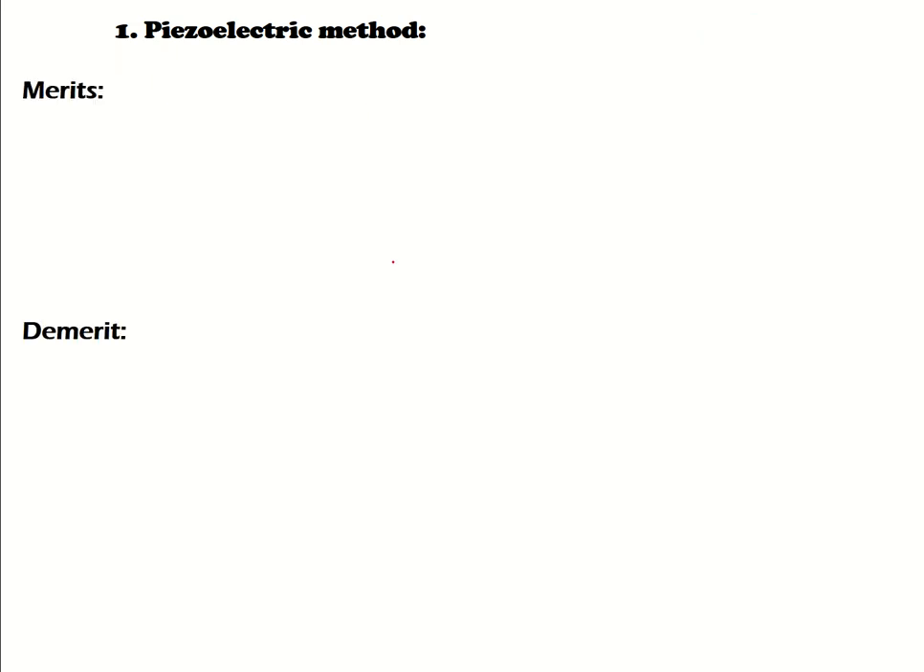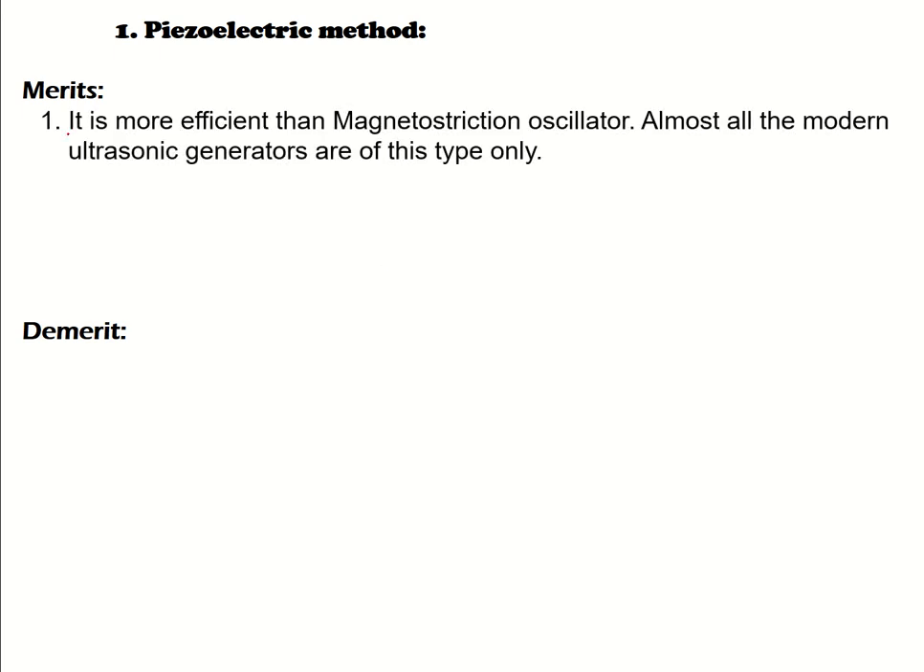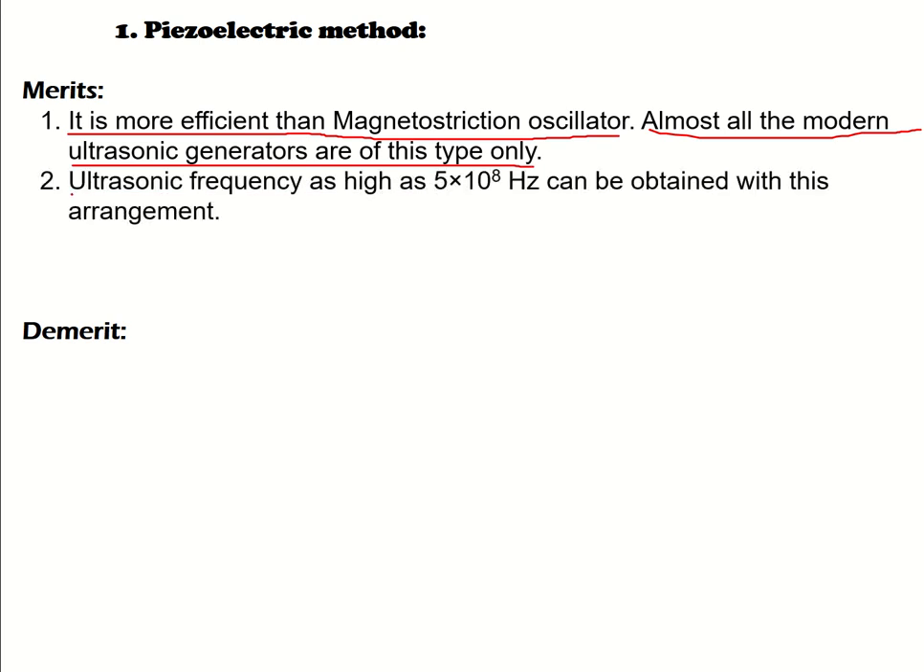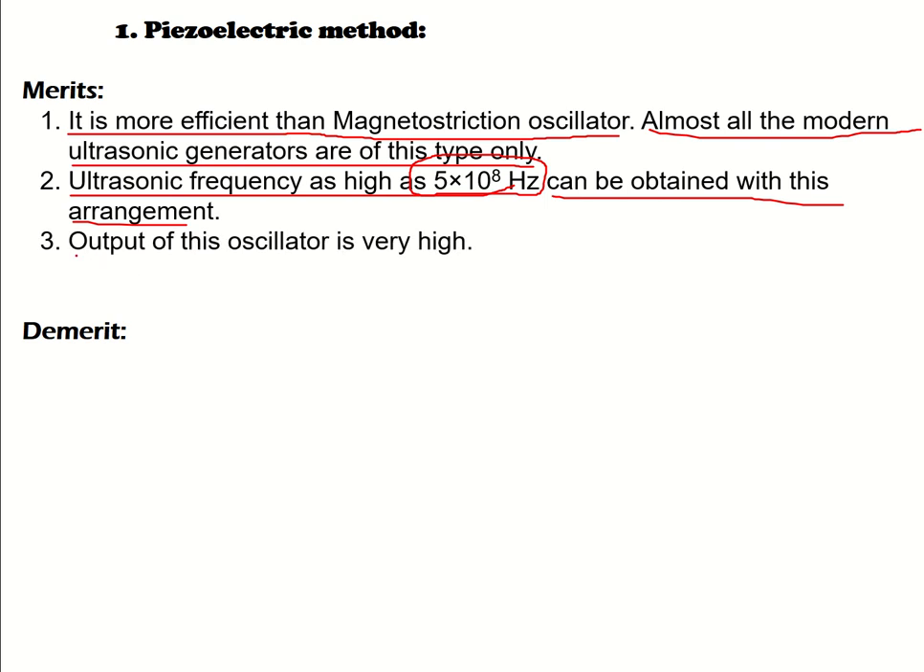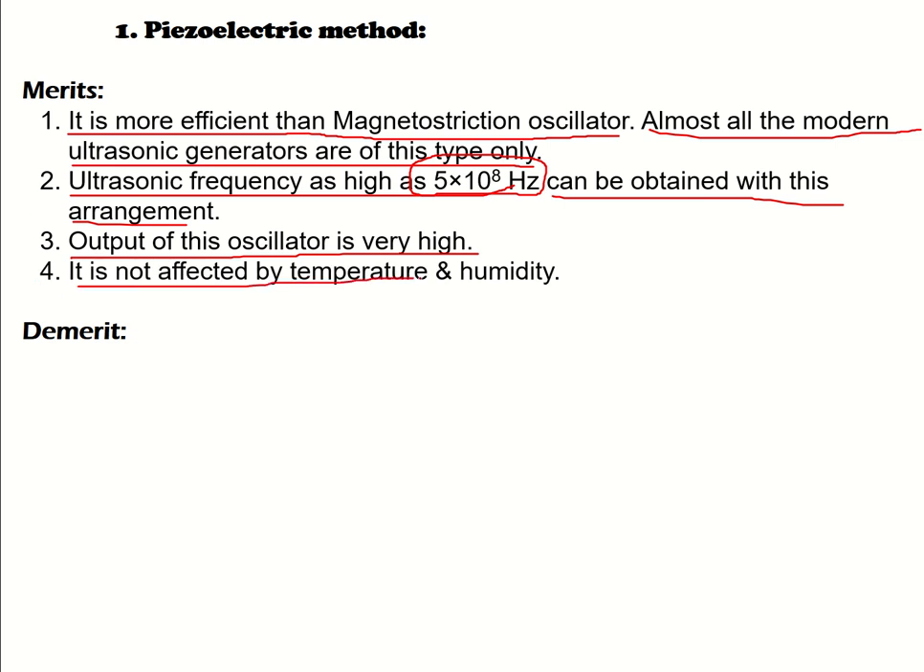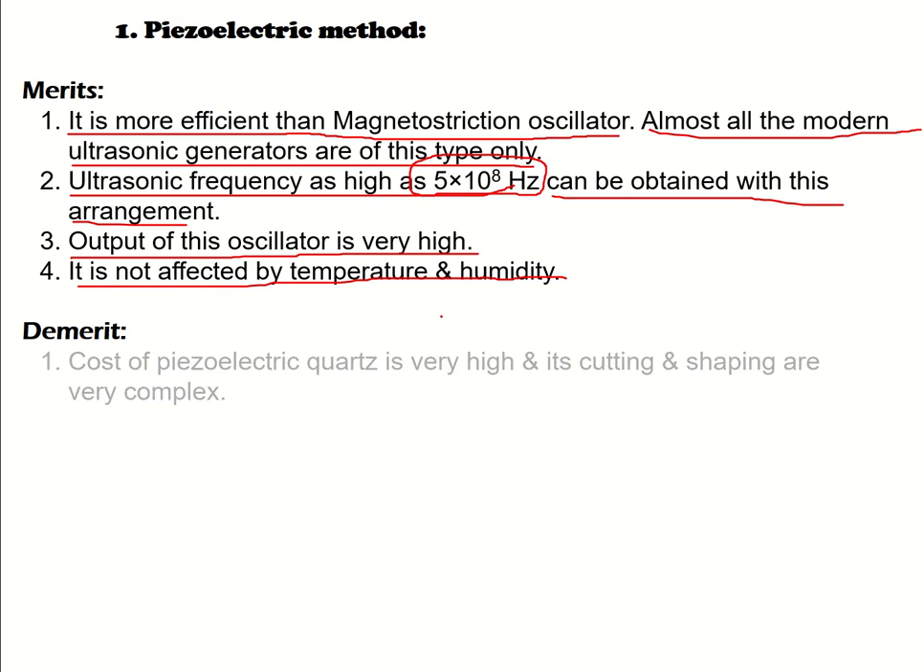Now let us discuss the merits and demerits of piezoelectric devices. The first merit is that this circuit is more efficient than the magnetostriction oscillator. Almost all the modern ultrasonic generators are of this type only. The ultrasonic frequency as high as 5 into 10 raised to 8 Hz can be obtained with this arrangement. The third merit is that the output of this oscillator is very high. The fourth merit is that it is not affected by temperature or humidity.